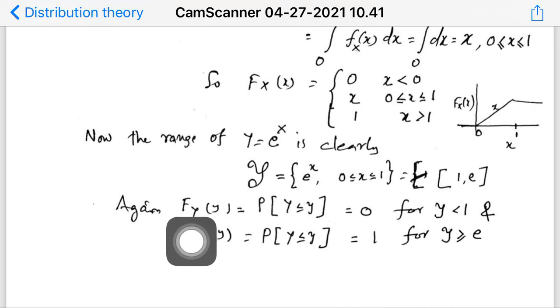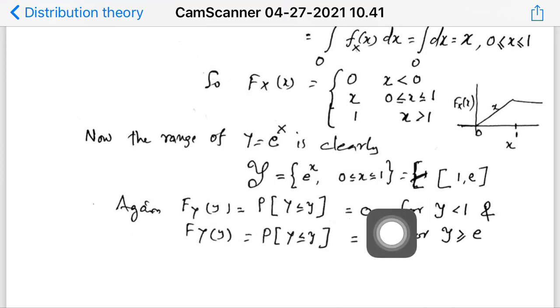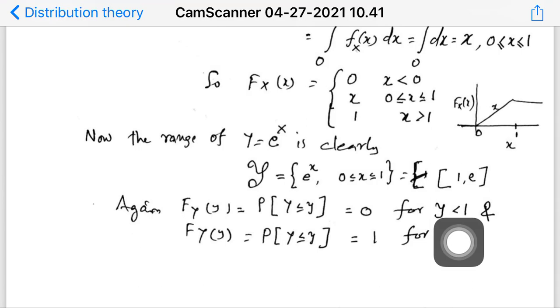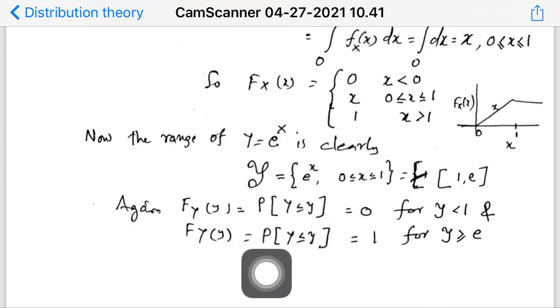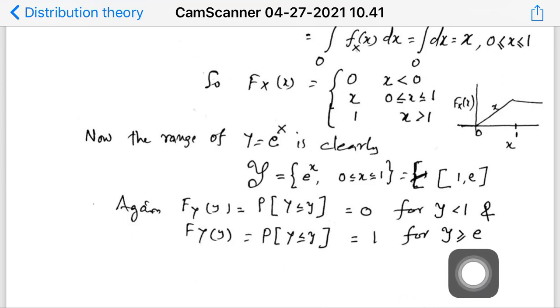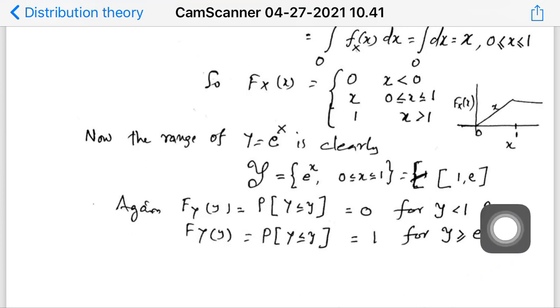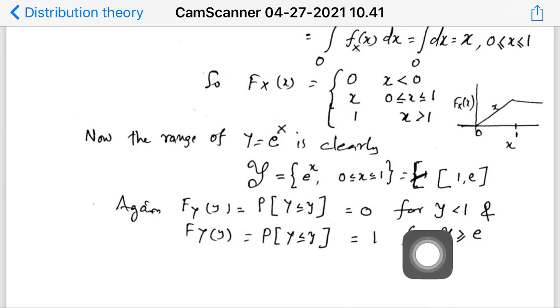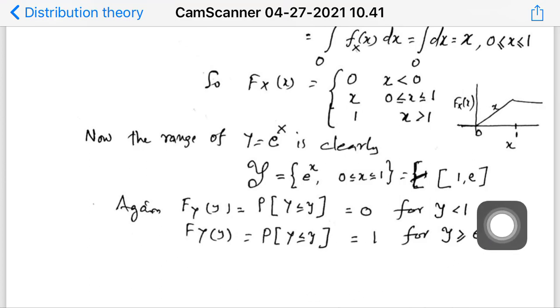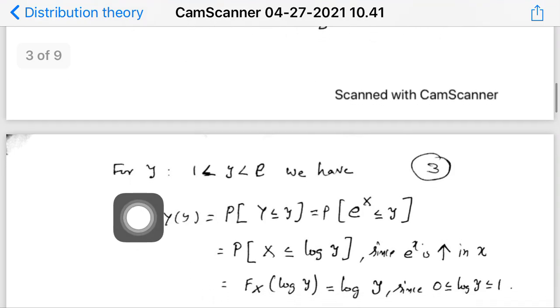That is, for any distribution function, it will have value 0 when y is below the lower limit of the range, and it is equal to 1 when y is above the upper range. Now we have to find the value of F(y) in between 1 and e. What will happen to F(y) when y takes a value between 1 and e? You can find that like this.